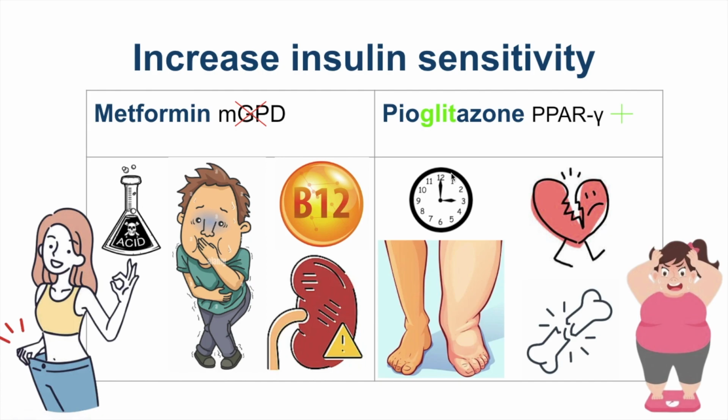The next drug in this group is Pioglitazone, which activates PPAR-gamma, a nuclear receptor, which increases insulin sensitivity and levels of adiponectin. This leads to regulation of glucose metabolism and fatty acid storage. Pioglitazone's adverse effects are edema, heart failure, and high risk of fractures. This drug has a delayed onset of action, approximately several weeks, and patients who use pioglitazone gain weight.